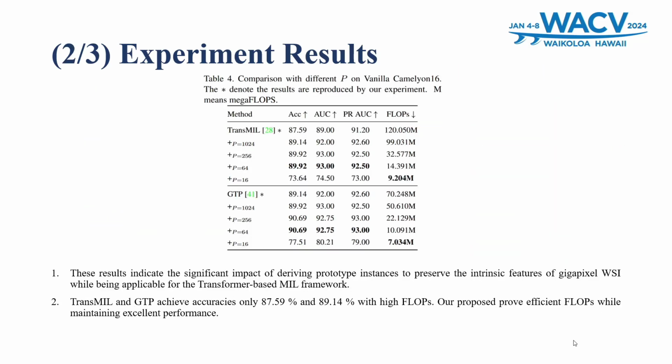For the second experiment, we also conduct a comparison for the number of prototype instances. This result indicates the significant impact of varying the prototype instances to preserve the intrinsic features of gigapixel WSI while being applicable for the transformer-based MIL framework. We can see that TransMIL and GTP achieve accuracy of only 87% and 89% with high FLOPs. Our proposal proves efficient in FLOPs while maintaining excellent performance.